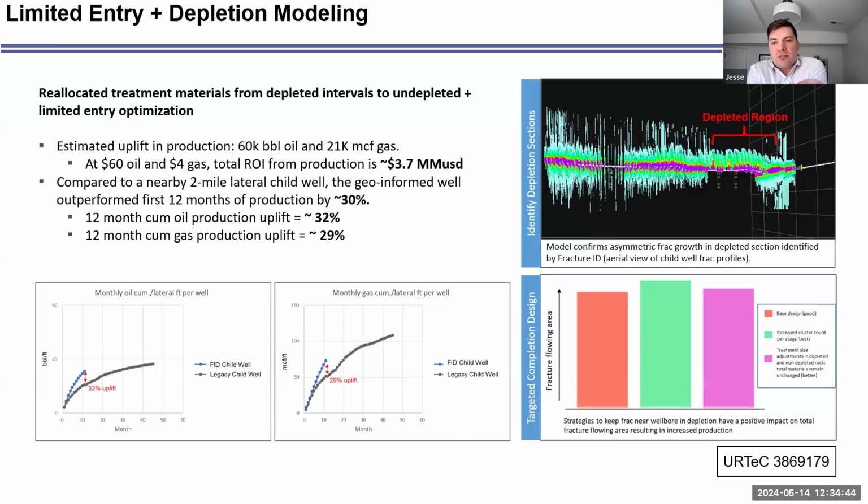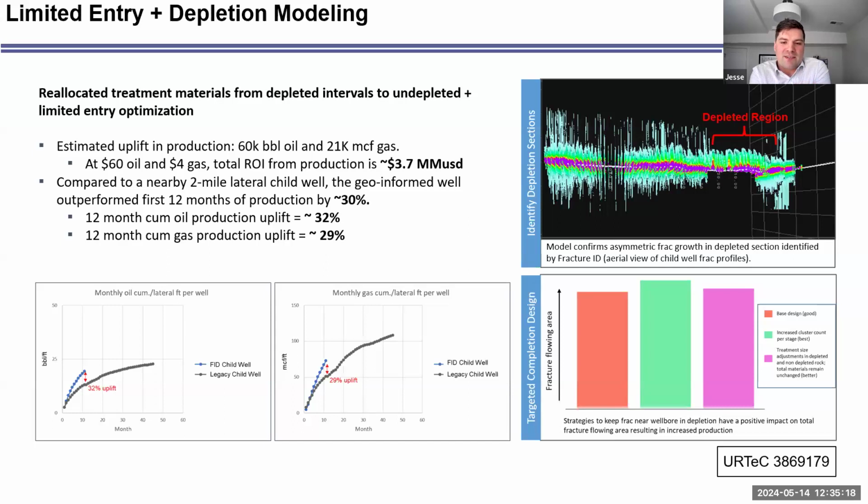And then the third one was what they actually went with. So that was basically keeping all of the materials for the well the same. So taking some of the materials that they were planning to pump in the depleted intervals and redistributing that material throughout the well. And so if you have already bought all the materials for the well and you don't have a lot of options for changes in optimization, you might want to go with that sort of strategy.